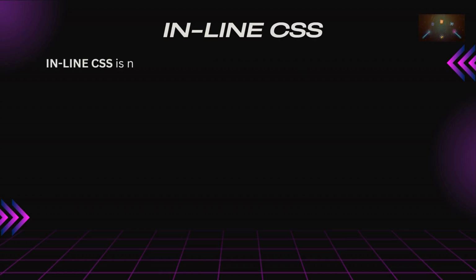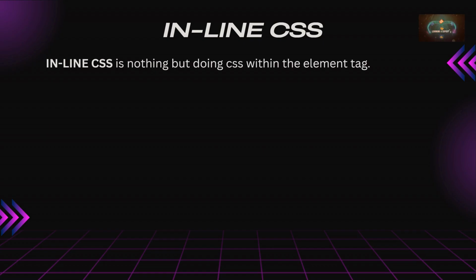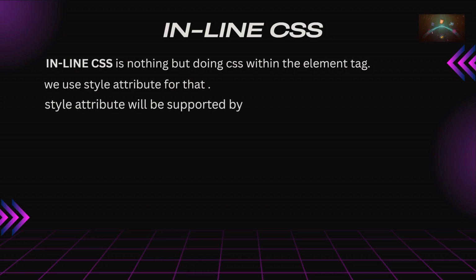In the last session, we have seen what is CSS and what are the different types of CSS. In this session, we are going to see the first type of CSS, and that is inline CSS. Inline CSS is nothing but doing CSS within the element tag. We use style attributes for that. Style attribute will be supported by all the element tags.